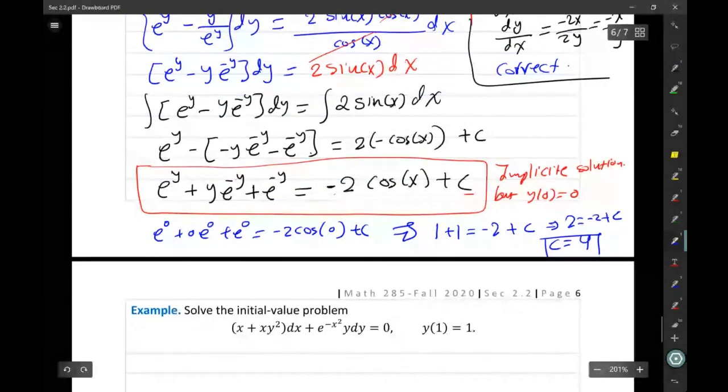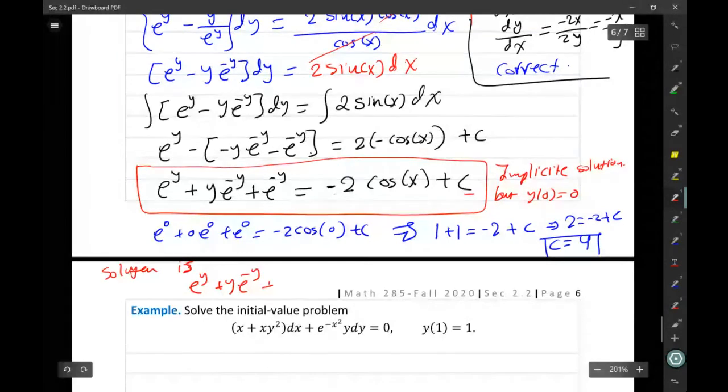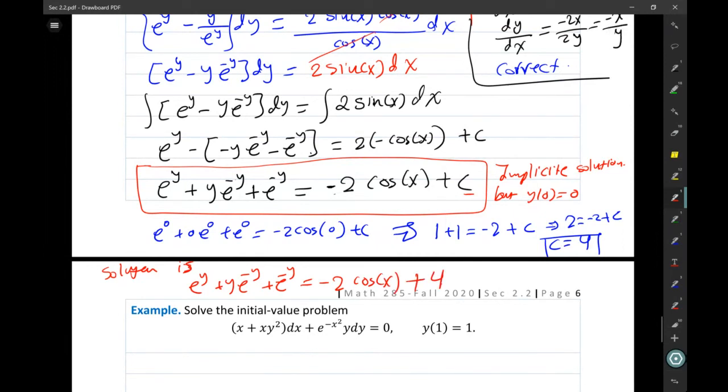Now you can go back and substitute c here. The solution is e to the power y plus y e to the power minus y plus e to the power minus y equals minus 2 cosine x plus 4. And that's all. Who solved it this way?